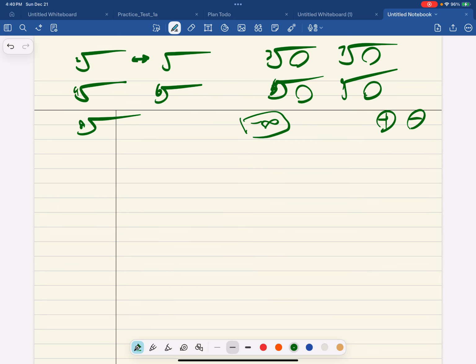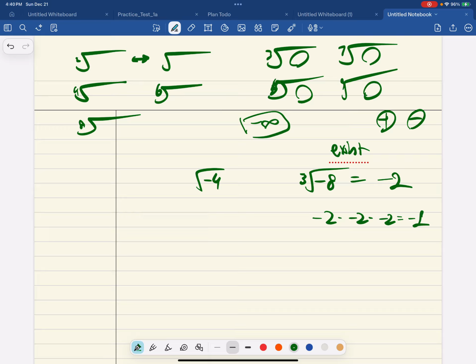is positive or negative, they will always end up existing. For example, the cube root of -8 is -2, and that exists because -2 times -2 times -2 becomes -8. But if you did a root of -4, that does not exist. That is DNE because the root of a negative number just does not exist. And that applies for even roots.